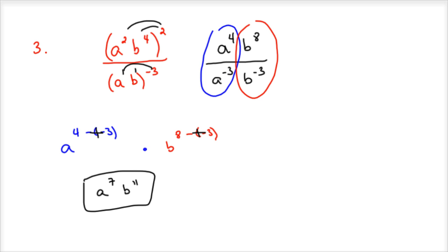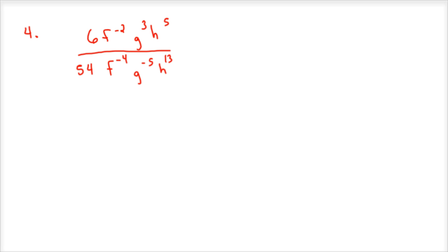All right, let's take a look at another example. A couple more variables, but same concepts here. So again, we have coefficients in this one. Let's take care of our coefficients first. 6 and 54. 6 goes into 54 9 times, so 1 over 9 here. This simplifies as a 1, this simplifies as a 9.